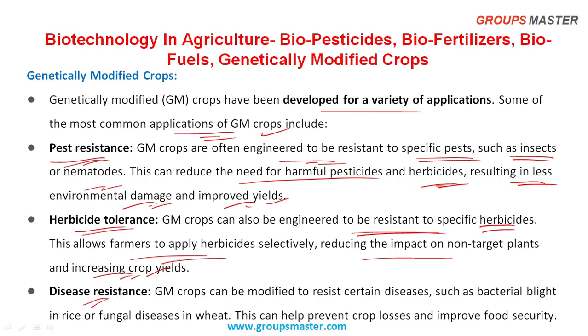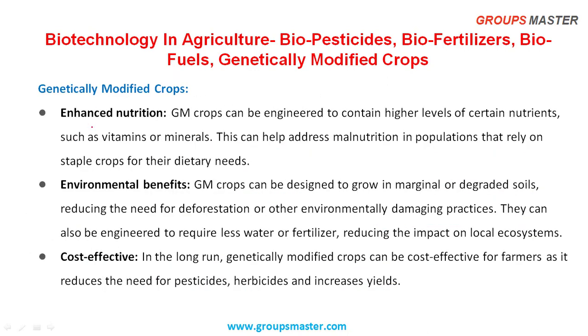Next one is disease resistance. GM crops can be modified to resist certain diseases such as bacterial blight in rice or fungal diseases in wheat. This can help prevent crop losses and improve food security. Next application is enhancing nutrition. GM crops can be engineered to contain higher levels of certain nutrients such as vitamins or minerals. This can help address malnutrition in populations that rely on staple crops for their dietary needs.